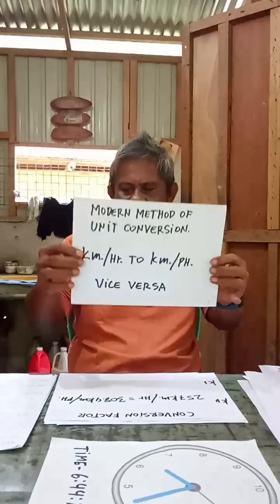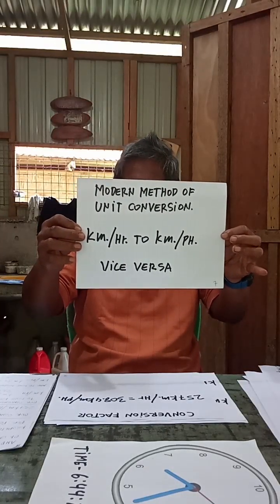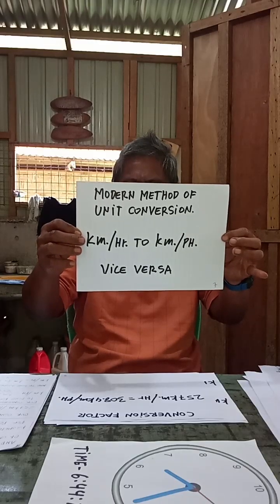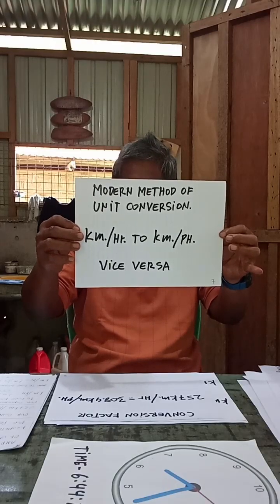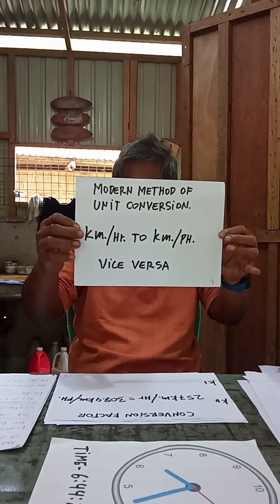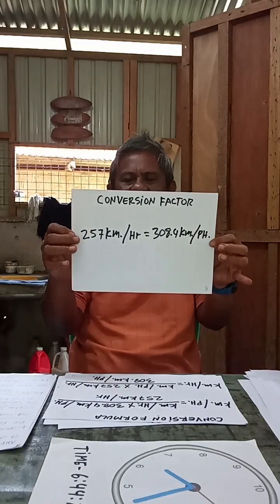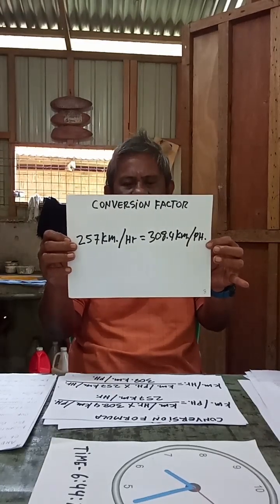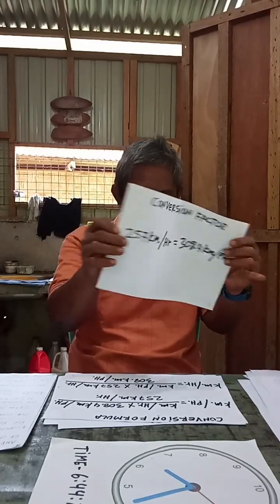And now, the modern method of unit conversion. Kilometer per hour to kilometer per perihour, and vice versa. Modern method of unit conversion. So, our conversion factor: 257 kilometer per hour is equal to 308.4 kilometer per perihour.